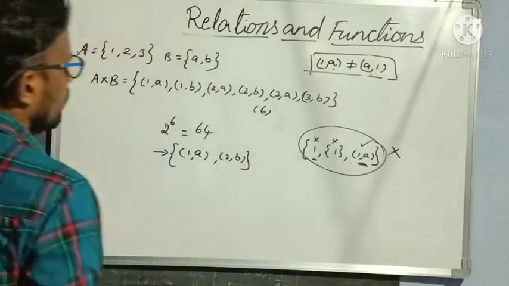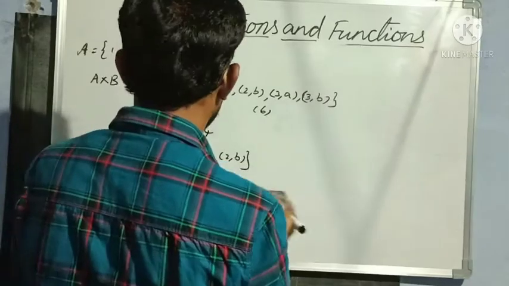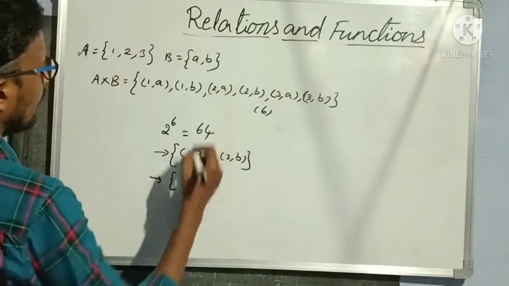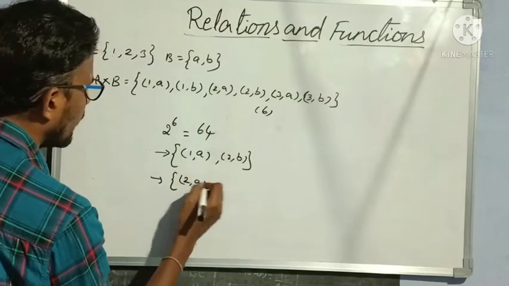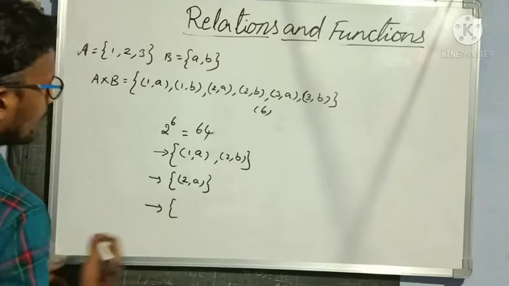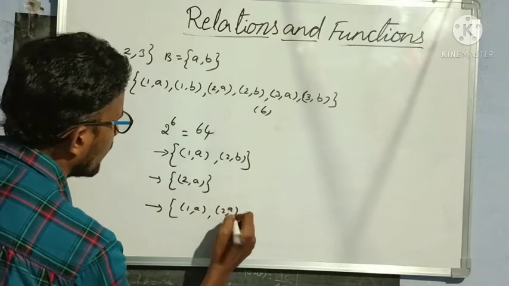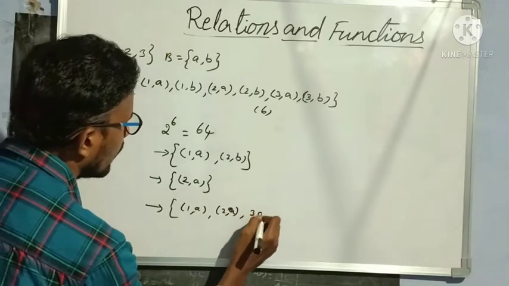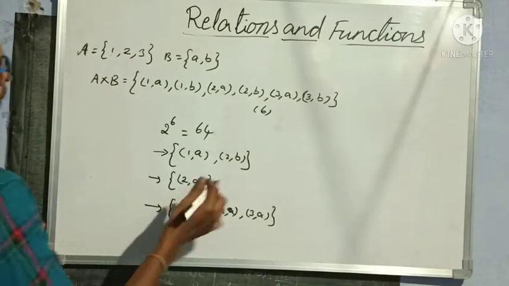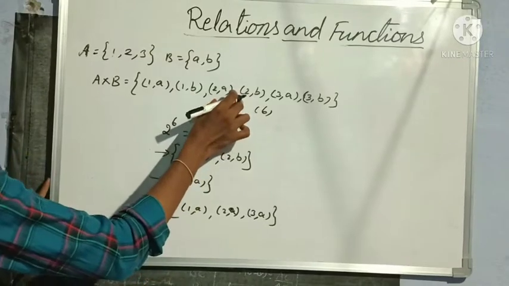So next, now let us write some subsets of this set. All 64 I can't write, only 2 or 3 I will write. Now I will take only a single element, 2 comma A. Can I write like this? Yes. Next, I will take 3 elements: 1 comma A, 2 comma A and 3 comma A. Is this a subset or not? Yes. So every subset of this cross product A cross B is a relation.